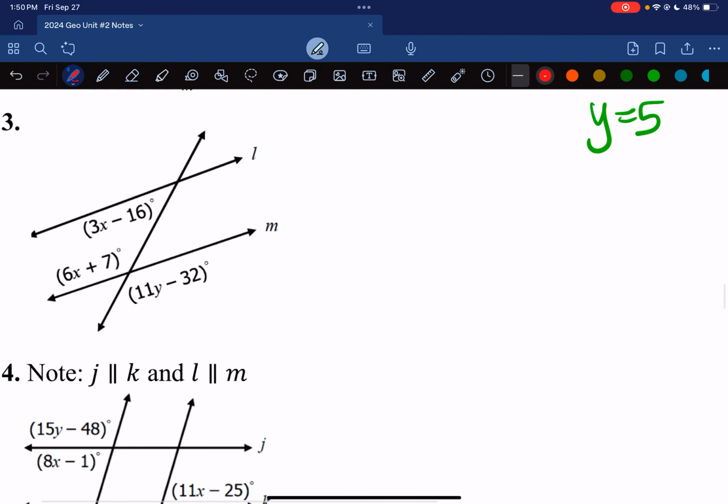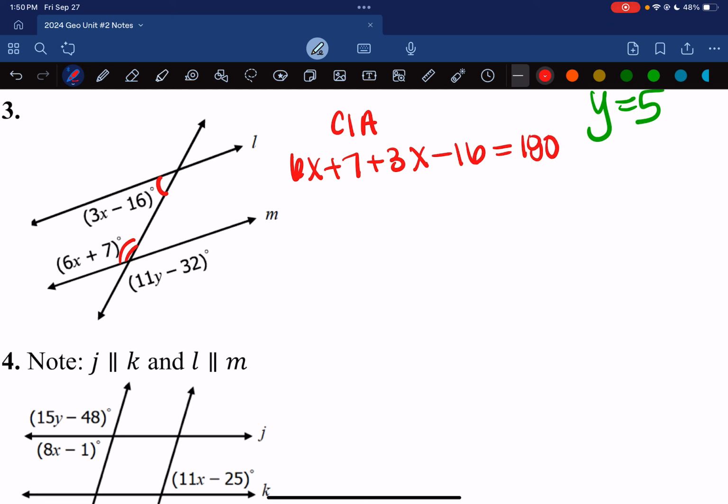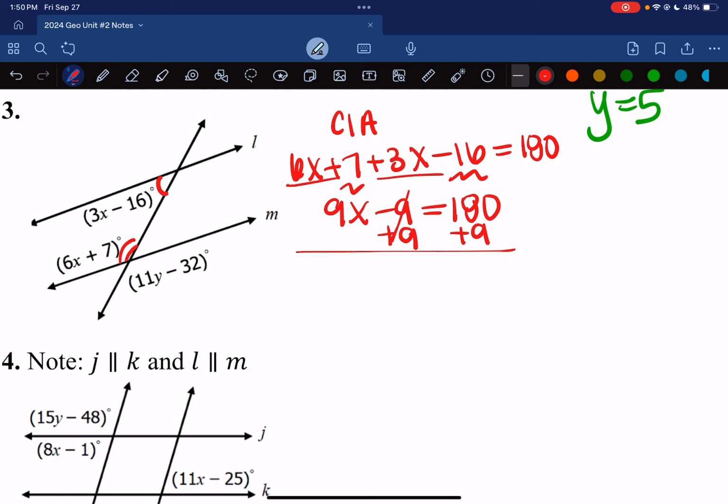Okay, number 3. So our 2 expressions with x are consecutive interior angles, which means they add to 180. So we have 6x plus 7 plus 3x minus 16 equal to 180. If we combine like terms, we get 9x minus 9 equals 180. Add 9 to both sides. So we have 9x equals 189, divided by 9. So we have x is 21.